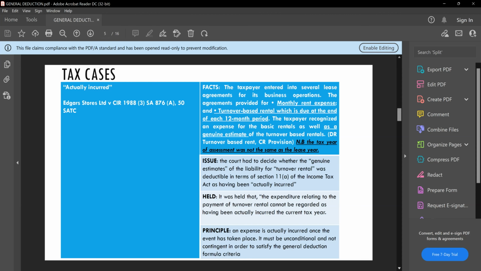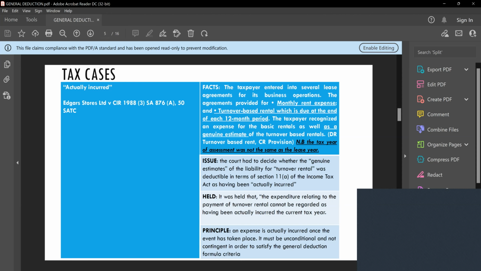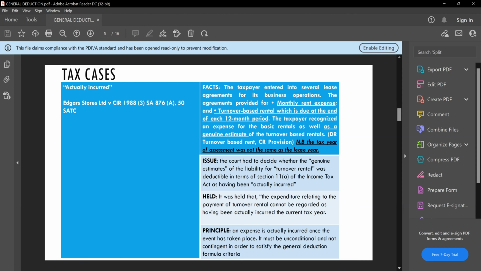Now, the issue was the court had to decide whether the genuine estimate of the liability for turnover rental was deductible in terms of Section 11A of the Income Tax Act as having been actually incurred. So the issue here was that the court had to decide whether the provision for the turnover rental was deductible in terms of Section 11A, whether this provision was actually incurred.